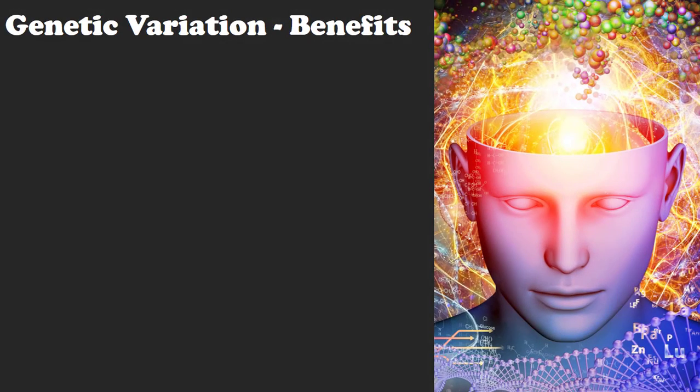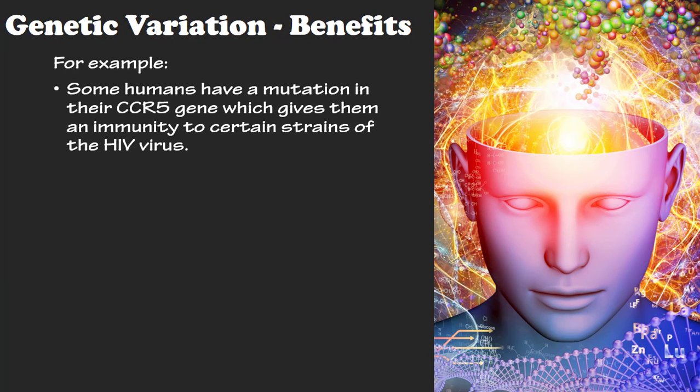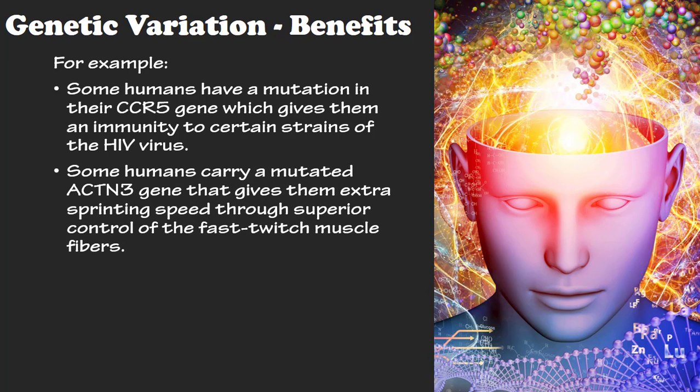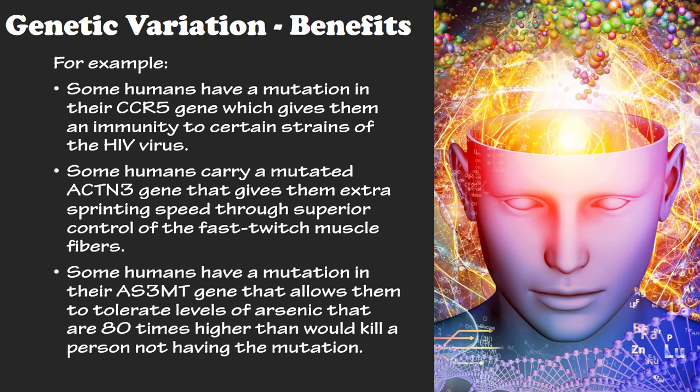Here are some examples of genetic variation and its benefits to humans. Some humans have been found to have a mutation in their CCR5 gene, which gives them an immunity to certain strains of the HIV virus. Some humans carry a mutation in the ACTN3 gene that gives them extra sprinting speed through a superior control of their fast-twitch muscle fibers. And some humans have a mutation in their AS3MT gene that allows them to tolerate levels of arsenic that are 80 times higher than would kill a normal person not having the mutation.